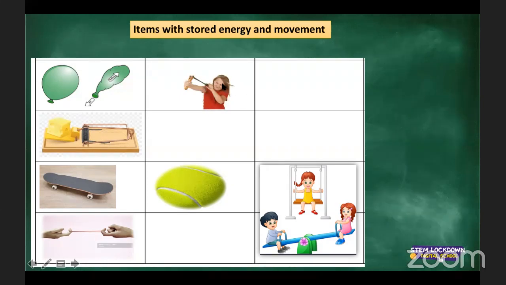Here's a slingshot again. The lady with the slingshot. Whenever this lady pulls the slingshot, the slingshot will store energy and create some type of movement energy. This is the slinky spring. Whenever you pull or compress a slinky spring, it also creates some sort of movement.